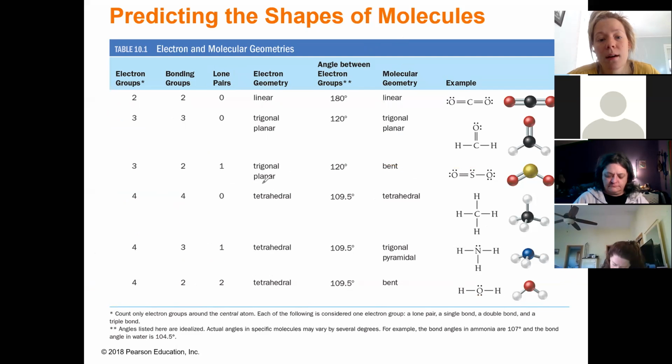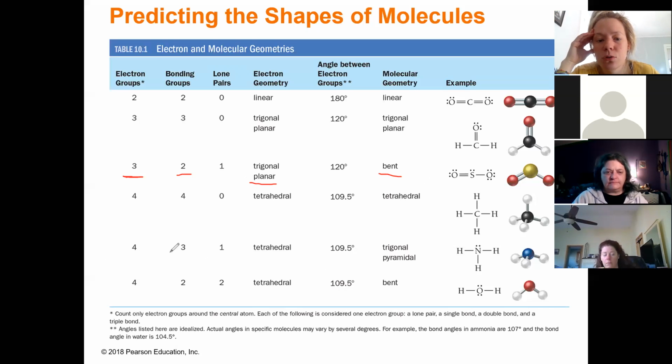So we can see here, if I've got 3 electron groups, think about that in your head. That means trigonal planar, right? That's your flat pizza cut into 3 groups. What if only 2 of them are bonded? Well, think about your pizza and rip off one of those atoms. What you're left with is this shape here, which is bent.